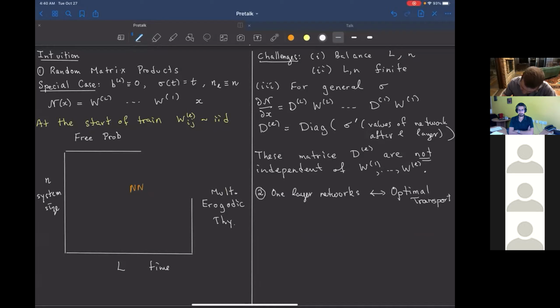So unfortunately, this, as far as I know, is only true in the case when capital L equals 1. But still, there's kind of a beautiful idea here, and I want to say something about it.